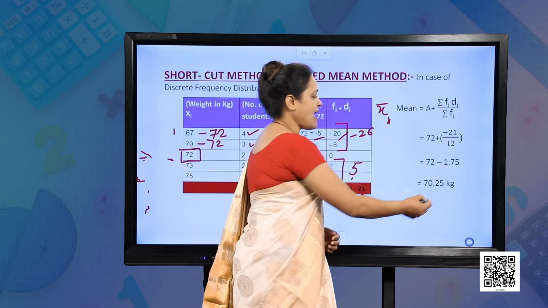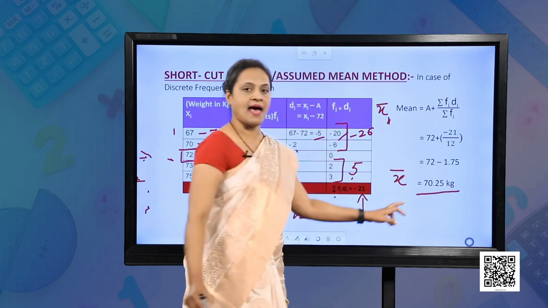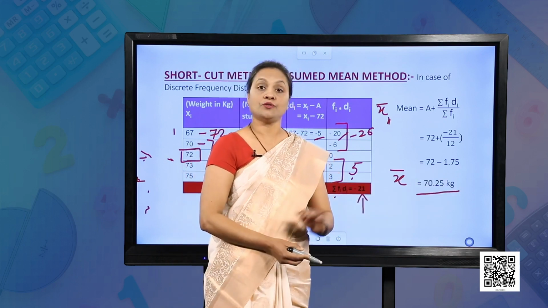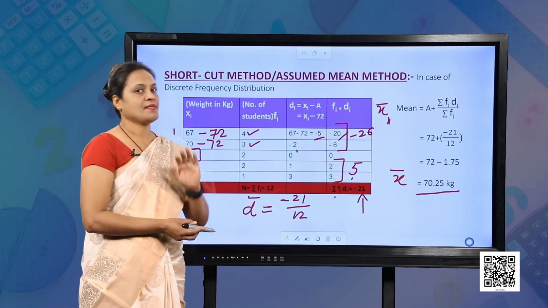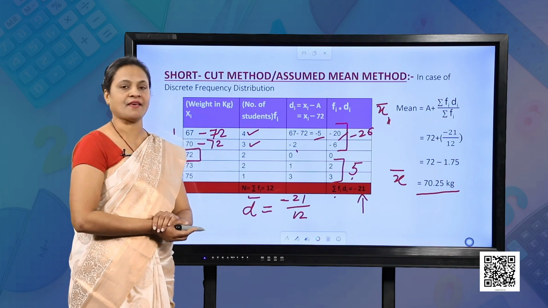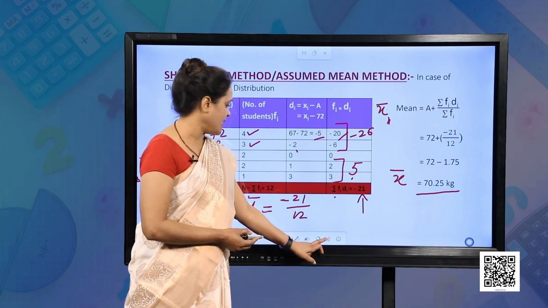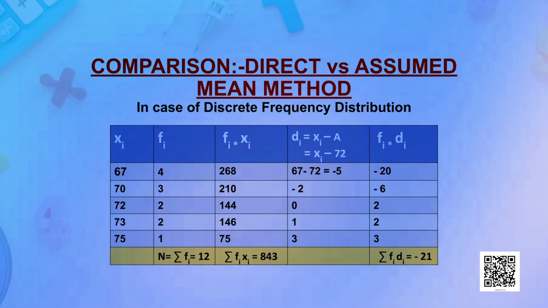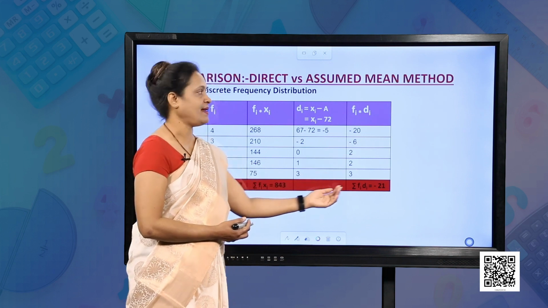Substituting the value, I get the value of mean, this is X bar, as 70.25 kg. So, again the same value. You can see that by using two different methods, the value of mean remains the same, that is 70.25 kg. So, these were two methods of calculating mean. When we compare these two methods, we can see that in the direct method the calculations were a bit tedious, but using the assumed mean method, the calculations became quite simple.